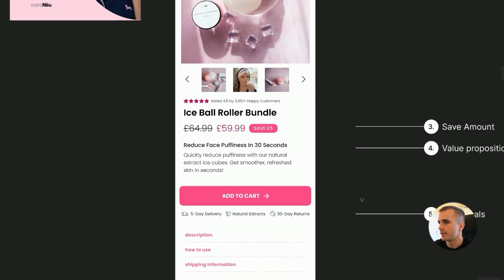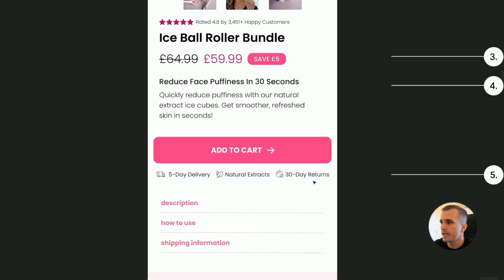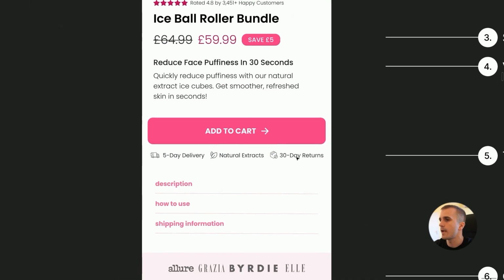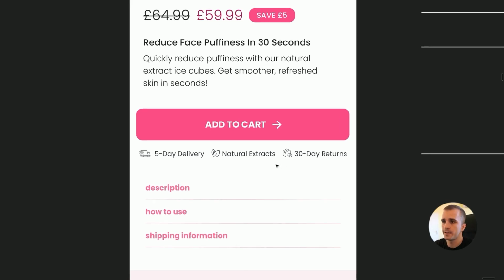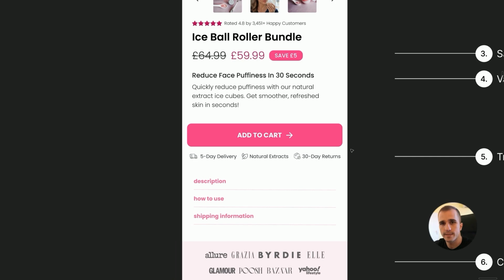So, very important thing. Then the next thing that we have here, we have these trust seals right below the add to cart. You can see we have 5-day delivery, natural extracts, 30-day returns. This is also very important, and this is called CTA anchoring. That way you communicate your offer, and you are saying as well that delivery is quick, which reduces the friction. You're also saying that there's a 30-day return in case they don't like the product, they can just easily return it, and it helps increase the conversion rate, because it decreases how much it costs your customer to buy from you.